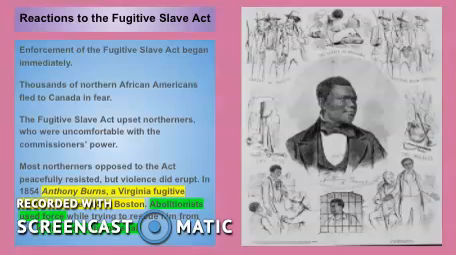Now, this act upset Northerners who were uncomfortable with the commissioner's power. Northerners disliked the idea of a trial without a jury. They also disapproved of commissioners' higher fees for returning slaves. Most were horrified that some free African Americans had been captured and sent to the South. Most Northerners opposed to the act peacefully resisted, but violence did erupt.